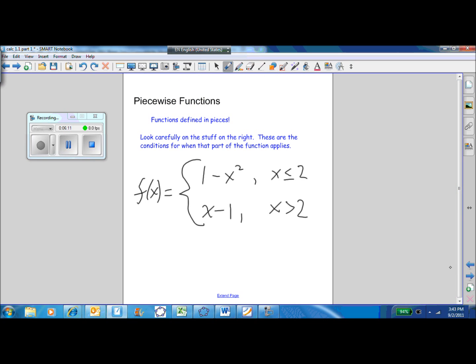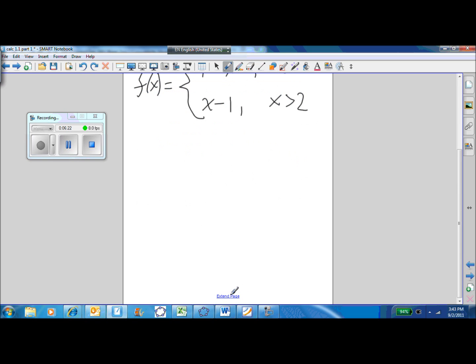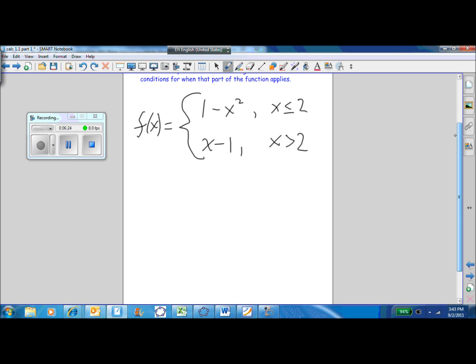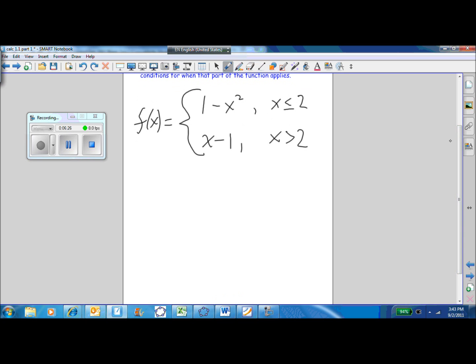Piecewise functions are functions defined in pieces. Look carefully at the stuff on the right, because these are the conditions for when this applies. So in this case, we actually have a couple of parts of our graph here. f of x equals 1 minus x squared for x less than or equal to 2, and f of x equals x minus 1 for x greater than 2. So when we make our xy chart to analyze things, you really want to look at this boundary between the two conditions. What's going on at 2?